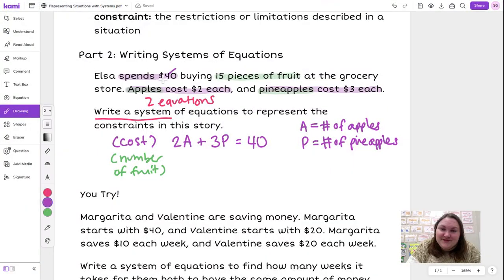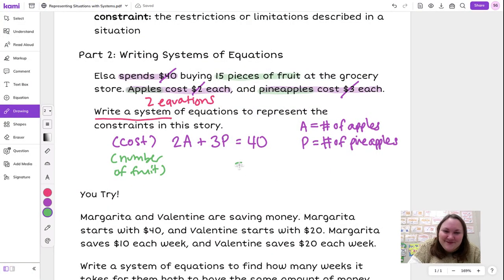I have now used $40, $2, $3. I am done with that information. It's not going to be in my next equation. My other equation is the number of fruit. We know she's getting a total of 15 pieces of fruit.